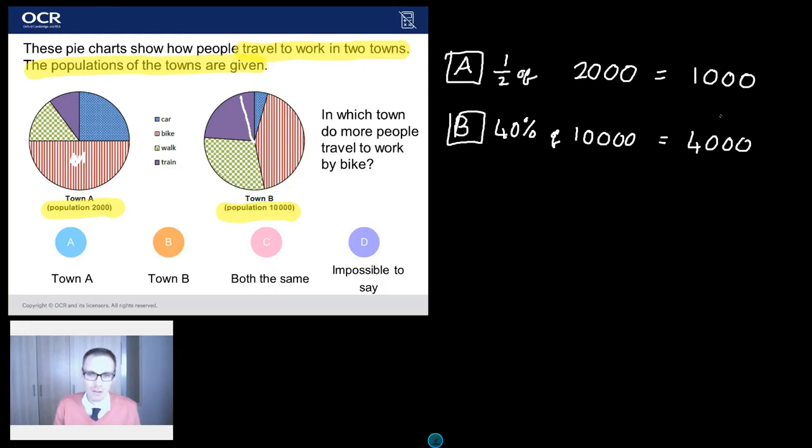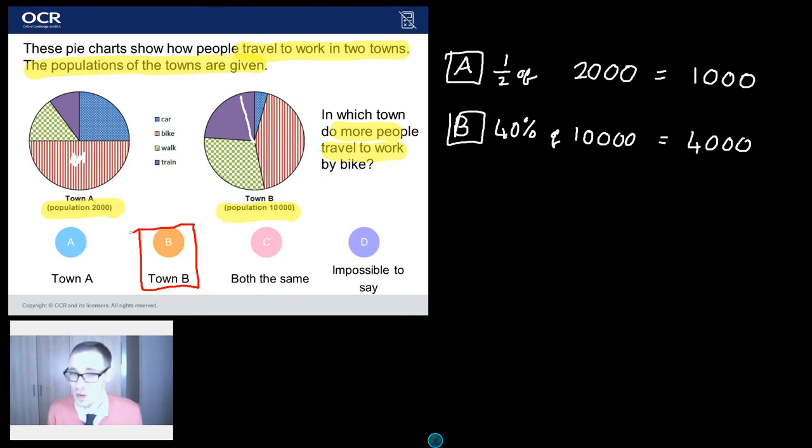So when we set it out like that, when the question says in which town, and I guess I should highlight this, do more people travel to work by bike? Well, there's only one answer, right? The town where more people travel to work by bike is town B.